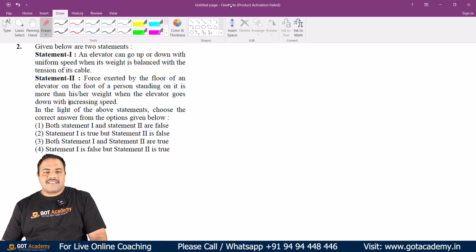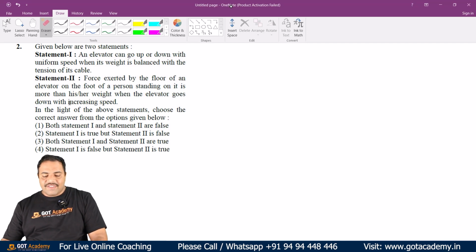Children, now let us start with the second question that was given, statements 1 and 2. We have to understand this and say which statement is right or wrong. The first statement says that an elevator can go up or down with a uniform speed. So, what is he speaking about? Now, let me ask you, this is from which particular chapter? No doubt it is from laws of motion. No doubt it is from the normal reaction concept.